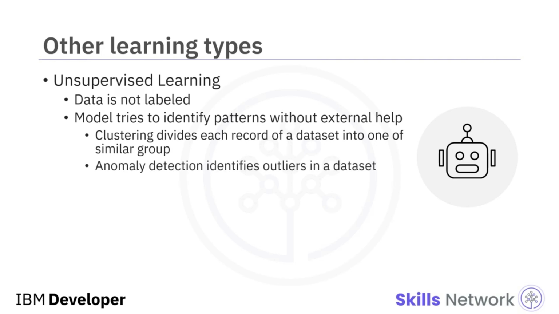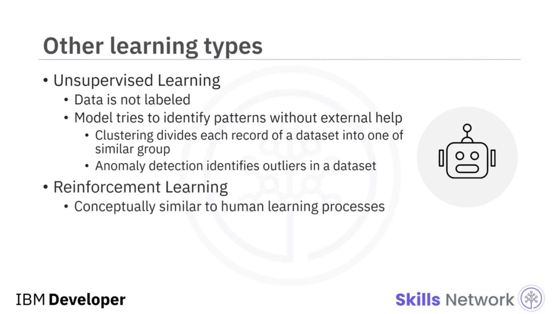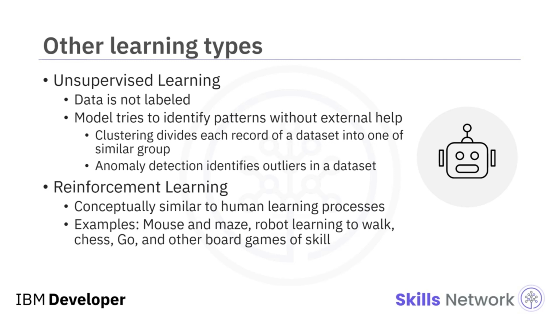Another example is anomaly detection that identifies outliers in a dataset, such as fraudulent credit card transactions or suspicious online login attempts. And the third type of learning, reinforcement learning, is loosely based on the way human beings and other organisms learn. So think about a mouse in a maze. If the mouse gets to the end of the maze, it gets a piece of cheese. This is the reward for completing a task.